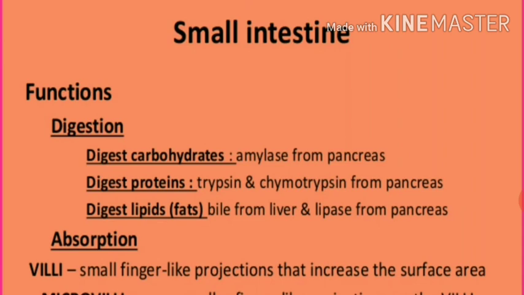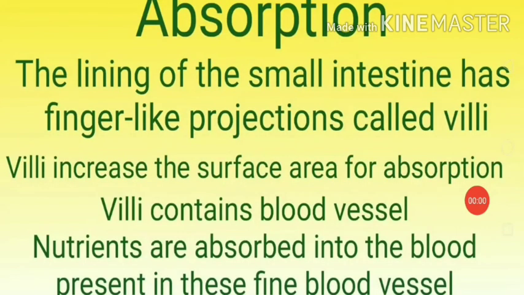So let's talk about how absorption takes place in the small intestine. Even though digestion continues in the small intestine, the main job of the small intestine is to absorb the nutrients. The lining of the small intestine has finger-like projections called villi that increase the surface area of the lining. This makes absorption more efficient. Each villus has a network of fine blood vessels. Nutrients are absorbed into the blood present in these fine blood vessels.